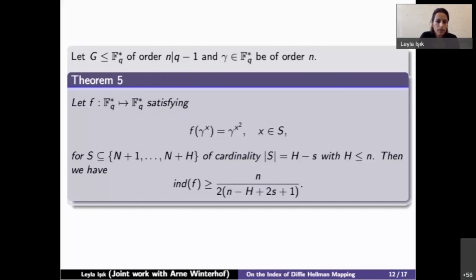But here, our S is a subset of this set. N is an integer, H is an integer, and S has cardinality H minus S, and H can be at most n. Then we have this lower bound for the index of F. Here, if S is 0 and H is n, then we reduce to theorem 2, which is for the multiplicative subgroup of FQ.